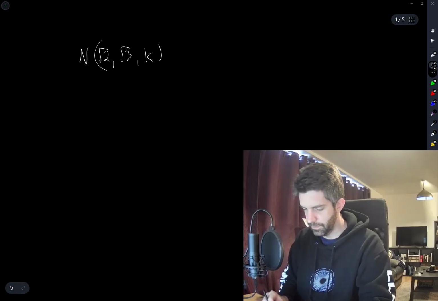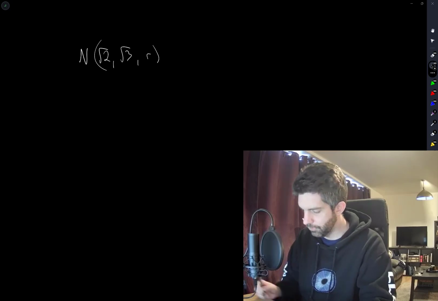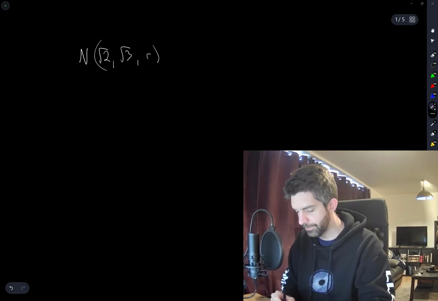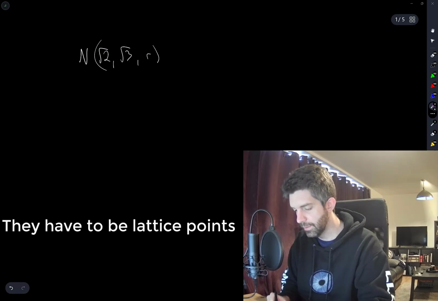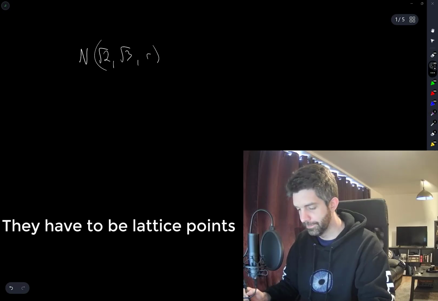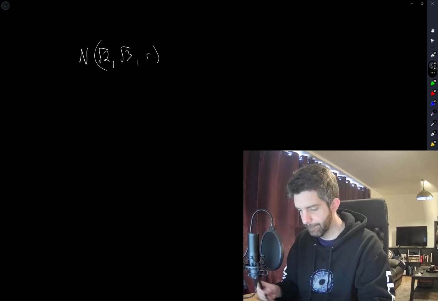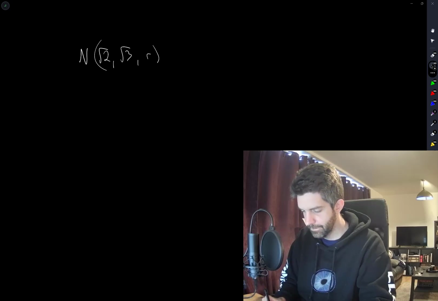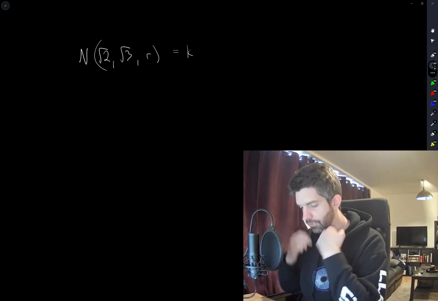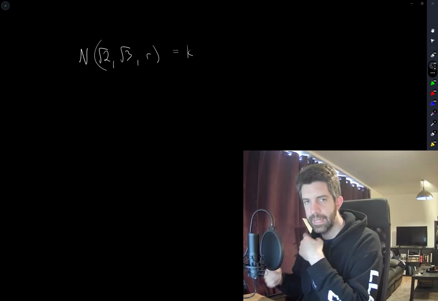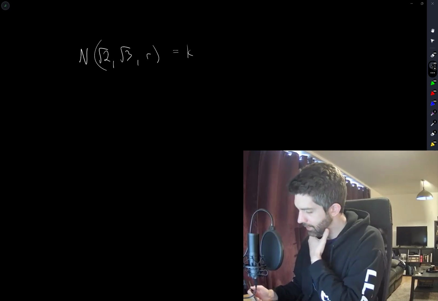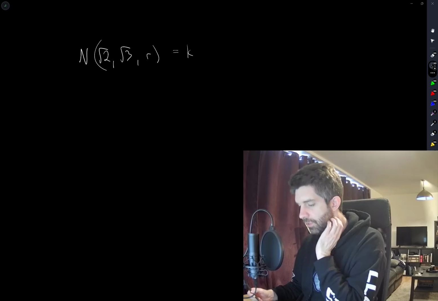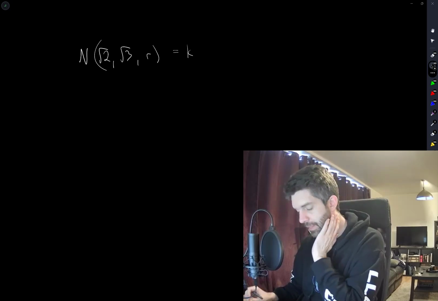So, n(√2, √3, r) represents the number of points inside a circle centered at (√2, √3) that are a distance away less than or equal to r. Okay, so we need to explain why for any positive integer k there is an r that allows there to be k points.